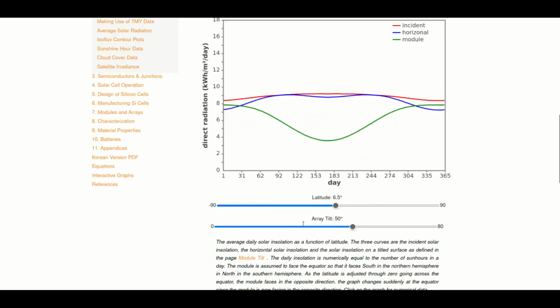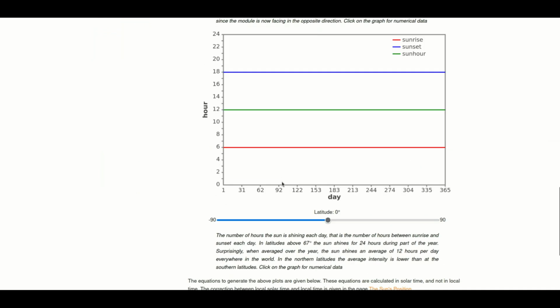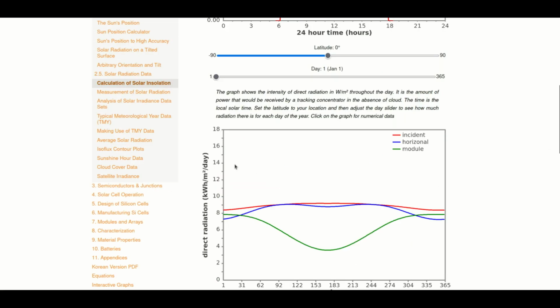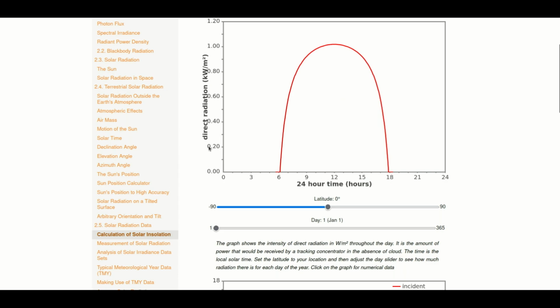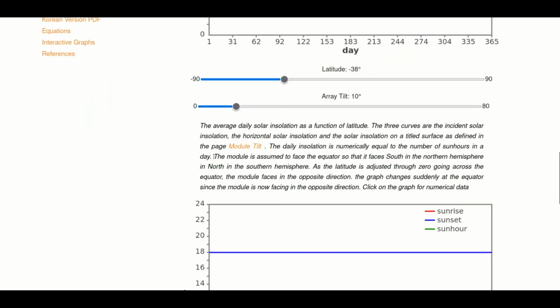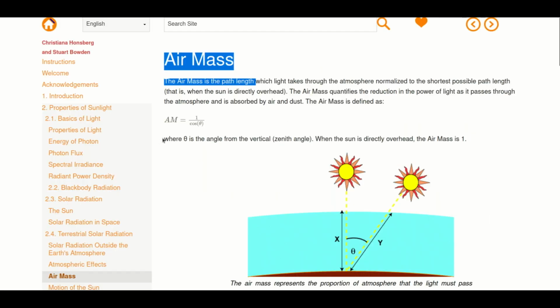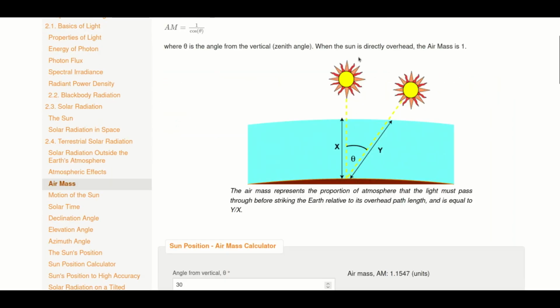So fortunately my calculator is safe from some online app that can do everything mine's doing at the moment. We'll continue. The module is assumed to face the equator, so that it faces south in the northern hemisphere and north in the southern hemisphere. As the latitude is adjusted, so this is for one orientation. Yes, okay, directly overhead we have an air mass of 1. Now this is what I'm looking for to throw in.